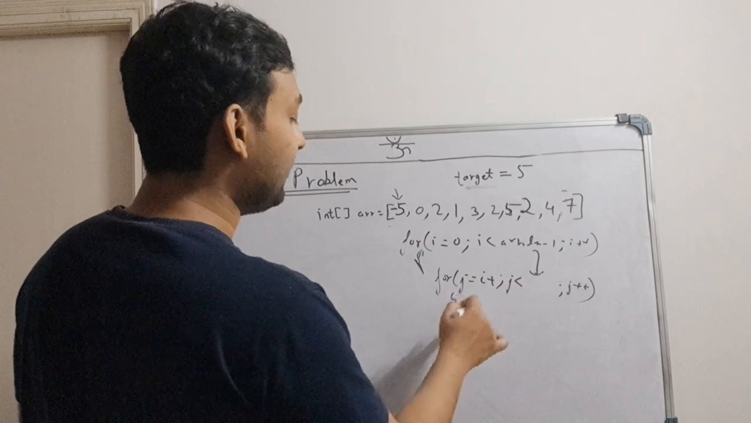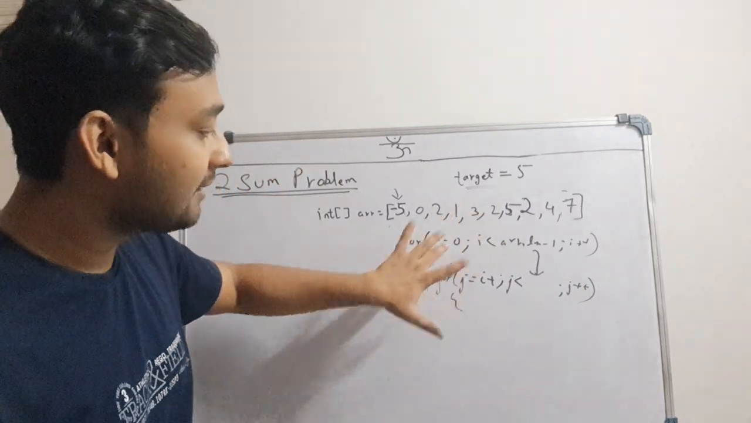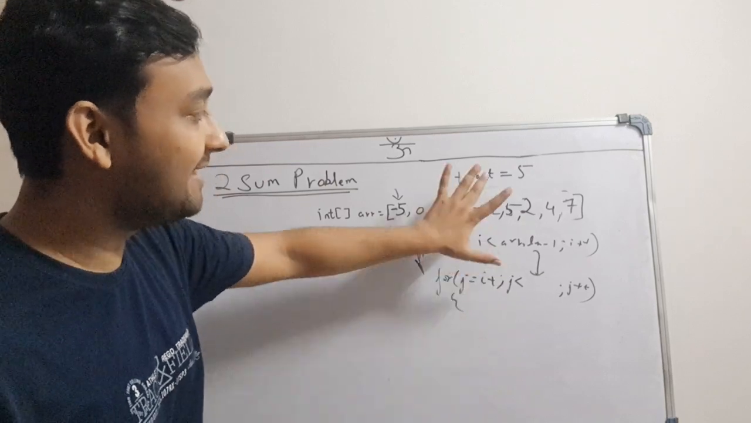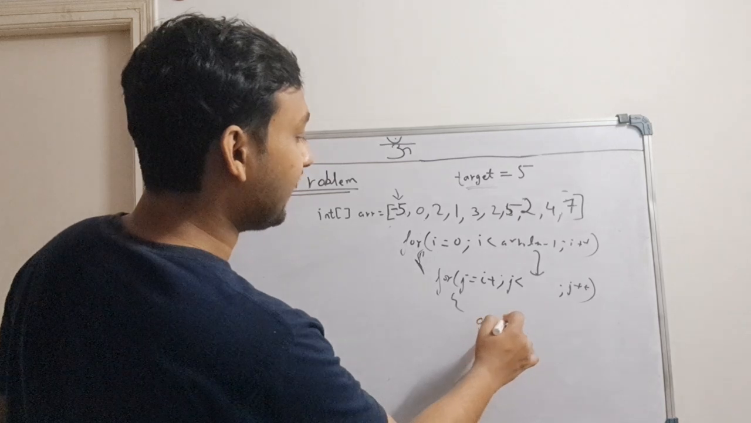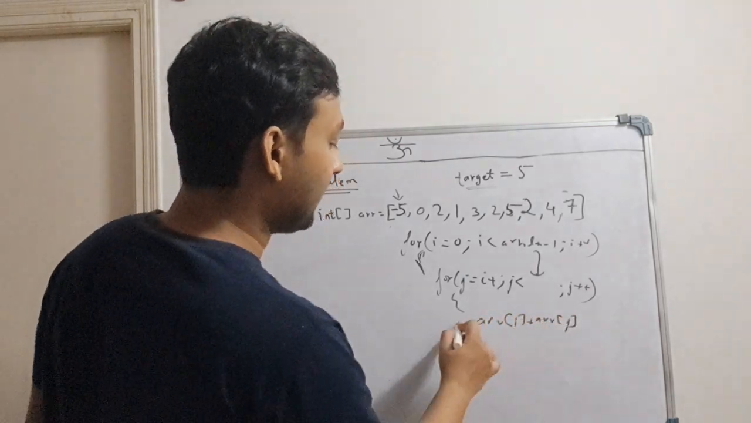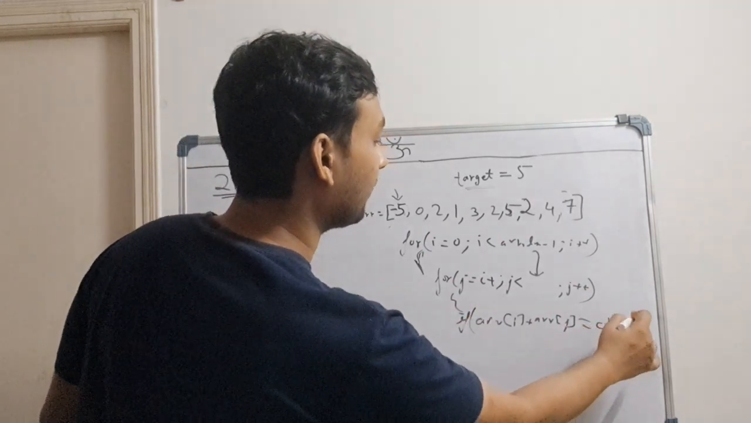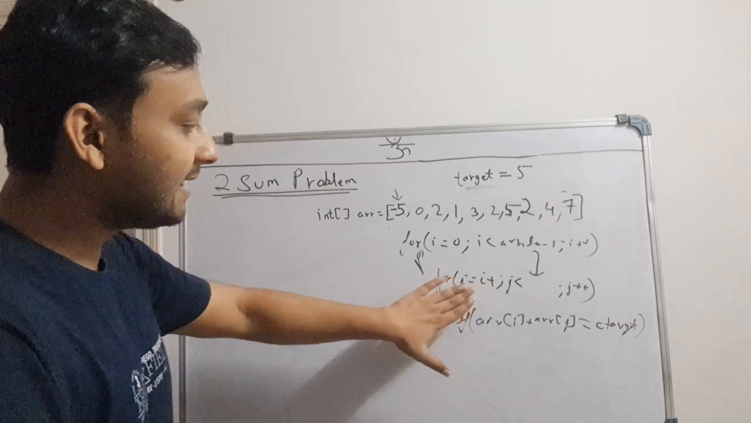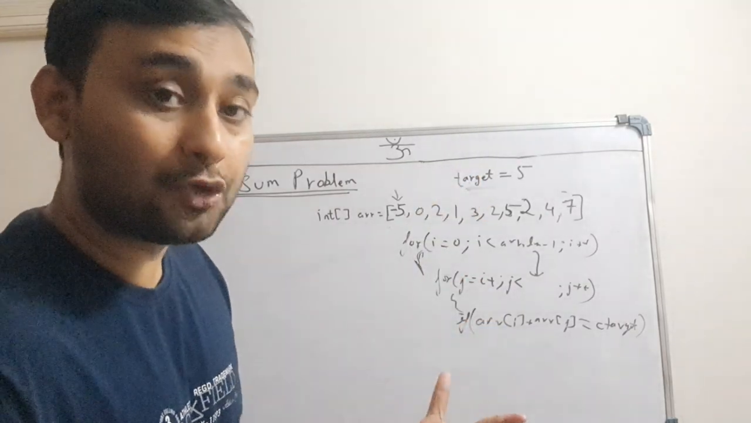Within that, we have to do the addition of two numbers. We know the target. So we check array at i plus array at j, whether it is equal to your target value or not. If array at i plus array at j at any point of time becomes equal to the target value, then what do you have to do in that scenario?